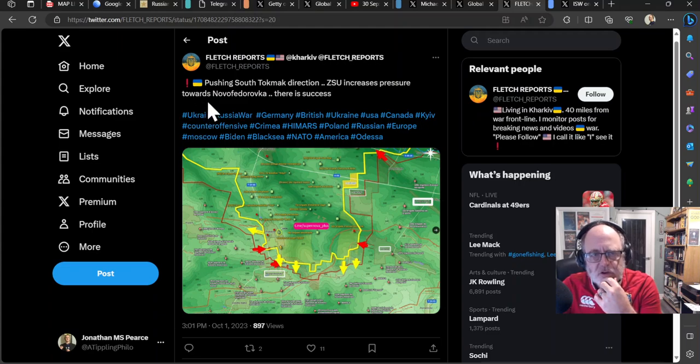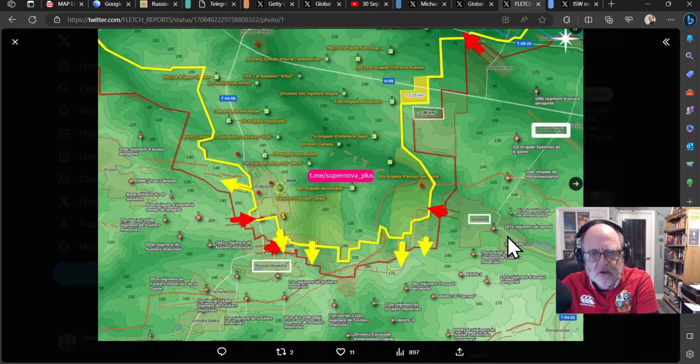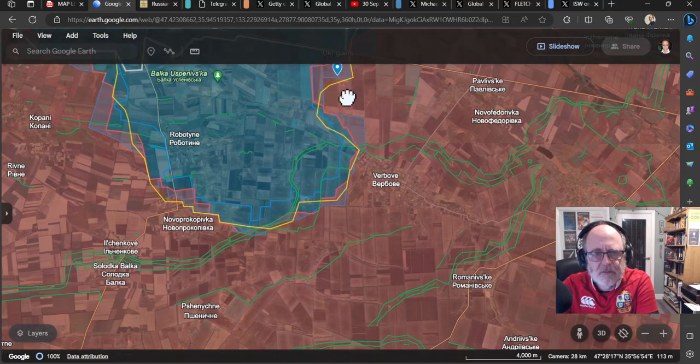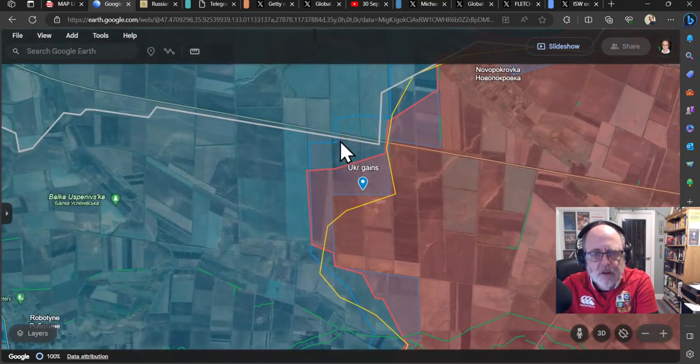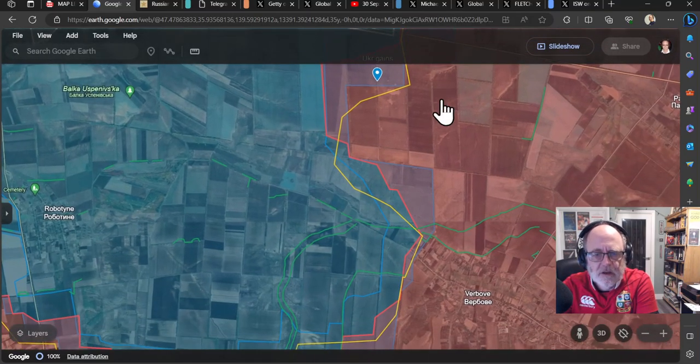This source says the Ukrainians are pushing in the Tokmak direction. The Ukrainians increase pressure towards Novofedorivka. There is success. Of course, that's a pretty general, vague claim. That's a success that Andrew Perpetua is sort of agreeing with as well, or it might even come from his claims. I don't know. That's that area between Novopokrovka and Verbove.